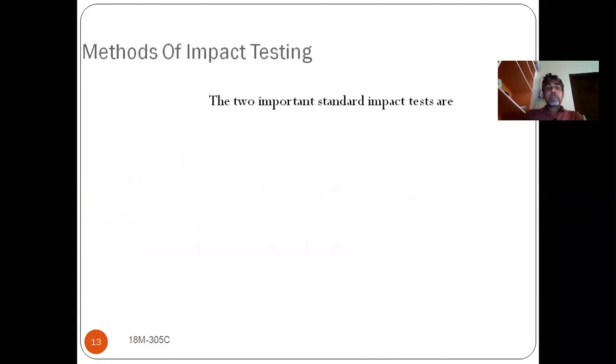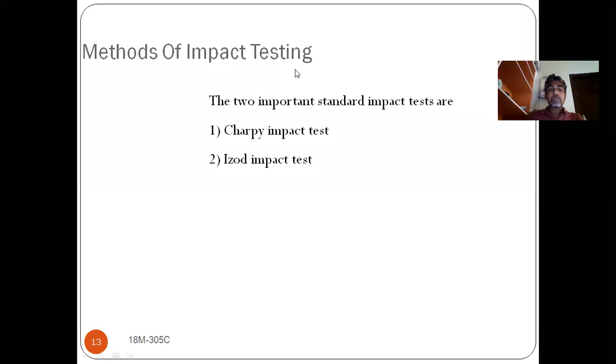And next, methods of impact testing. How many types of impact strength tests are there? Here we have two types of standard impact tests, that is the Charpy impact test and the Izod impact test.